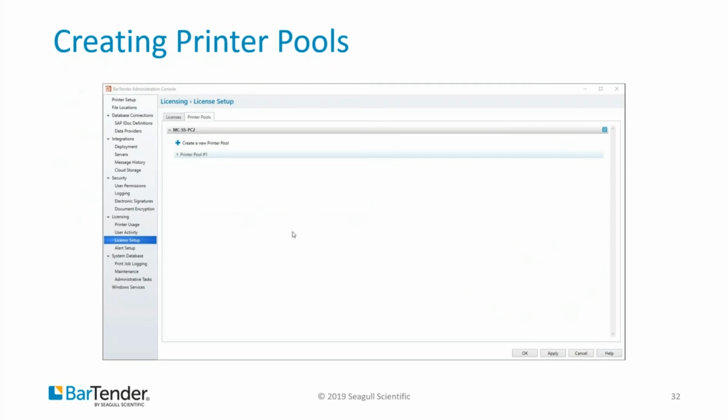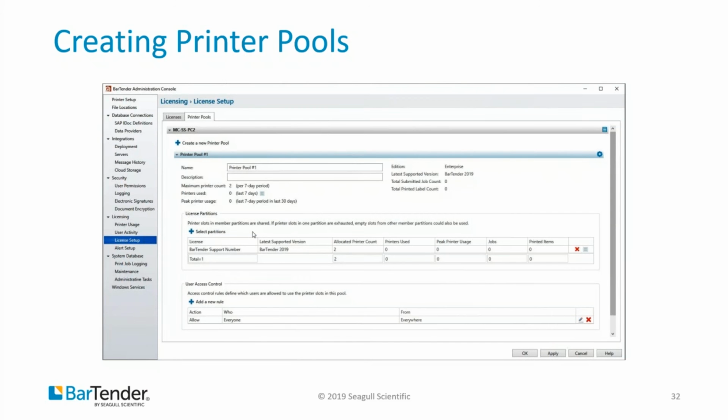So we'll go ahead and go back into our admin console. We're in the licensing setup area. We're in the printer pools tab. So we moved over from the licensing tab if you look towards the top. And we have our default printer pool there. And by default, it's called printer pool number 1 as you see on screen. And then when we expand it, we can see the license partitions that are assigned to this printer pool. And if needed, we can add more partitions, regardless of the license, as I mentioned.